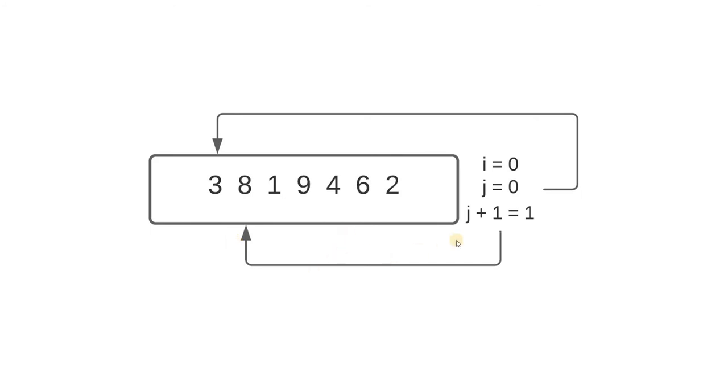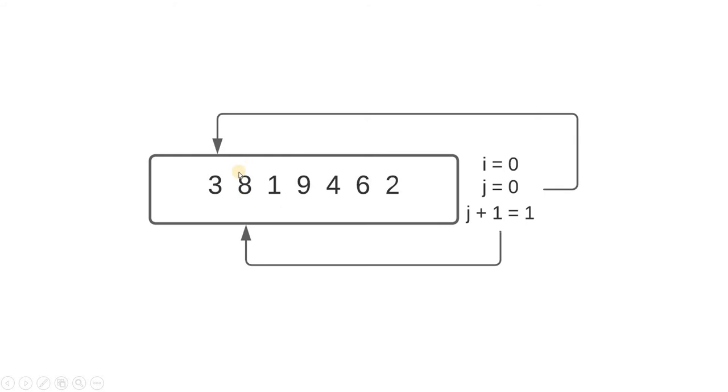So what is j plus 1, and why are we doing this? Well, j plus 1 is used in comparison. Within the body of the second for loop, we compare j and j plus 1. So what are we doing here? Well, j plus 1 is the next value in the array. We can see that over here: 3 is j, and j plus 1 is 8.